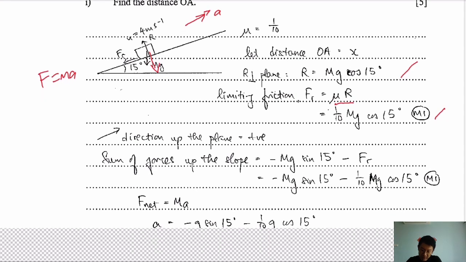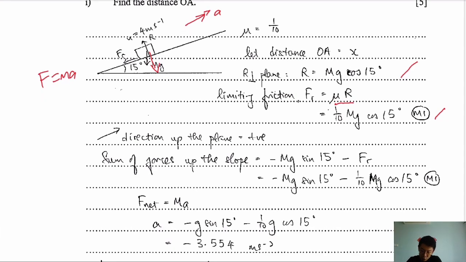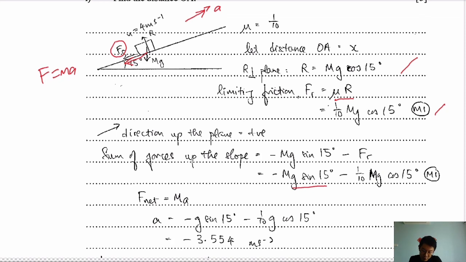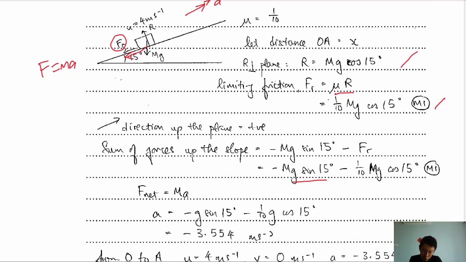Next, we consider F equals ma. The net force is given by two forces. One is the friction, and the other is the mg resolved in this direction, so there will be mg sine 15. So our F equals ma, where our mass is capital M. The M in this expression will be cancelled off with the M in the net force, because the net force is given by this.